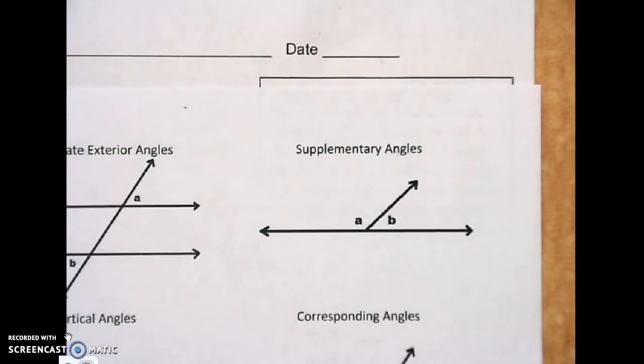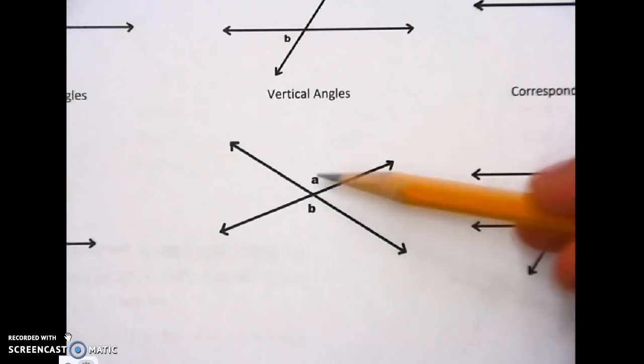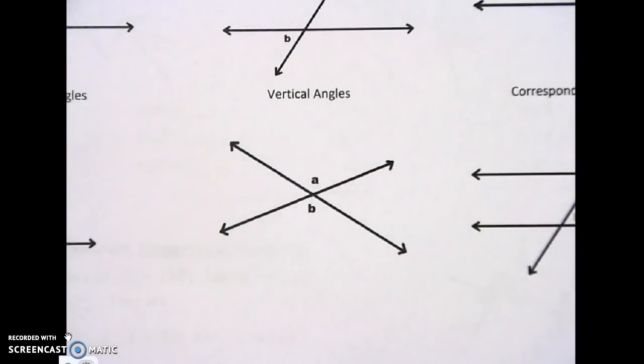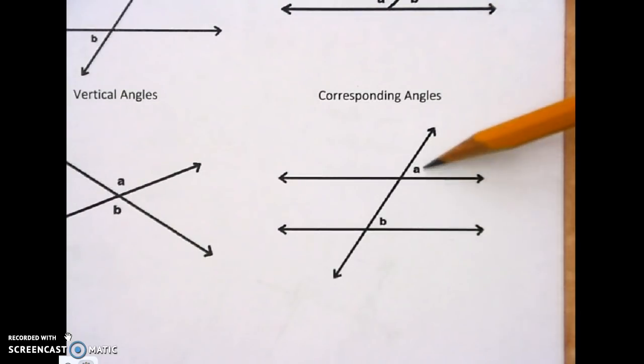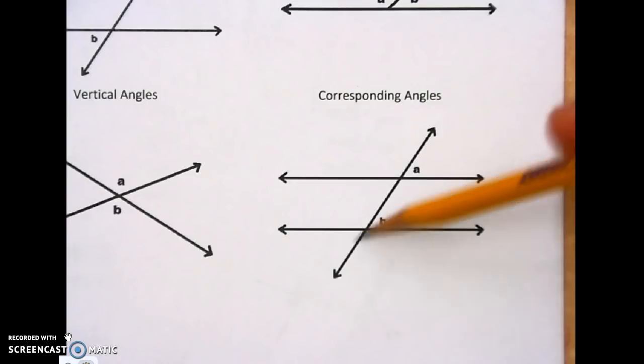Here's supplementary angles, two angles that make a straight line when they're next to each other. They make 180 degrees. Another one you need to know is vertical angles. Angles across from each other are congruent. And then corresponding angles. These are the same angle, but at the other intersection.